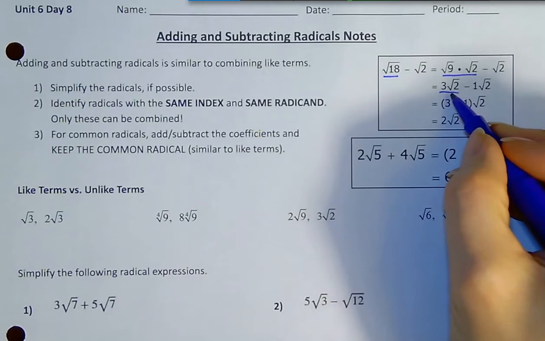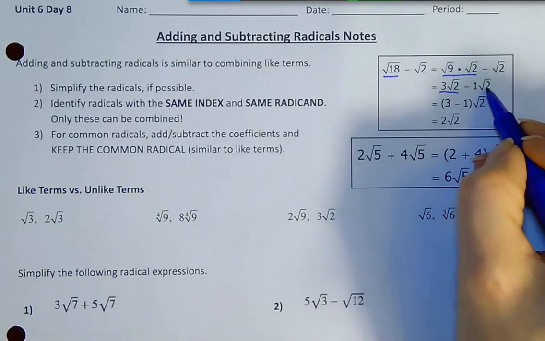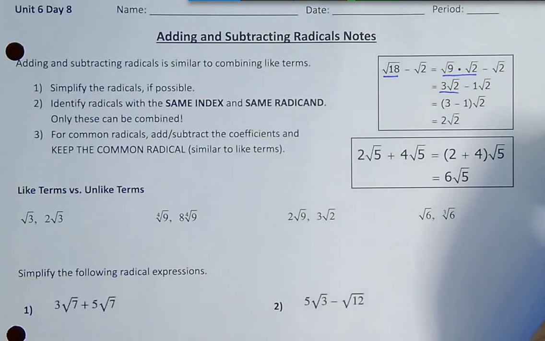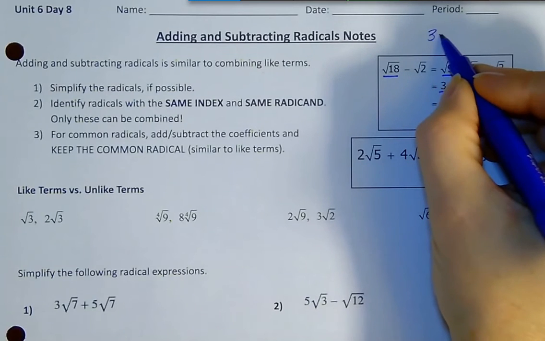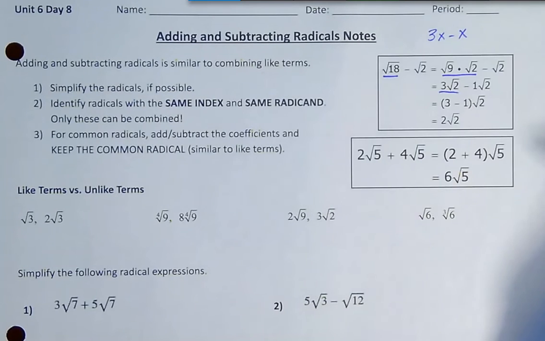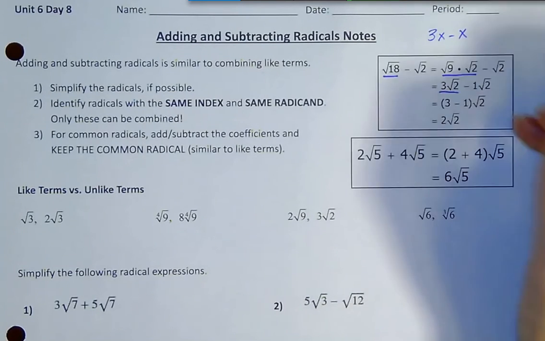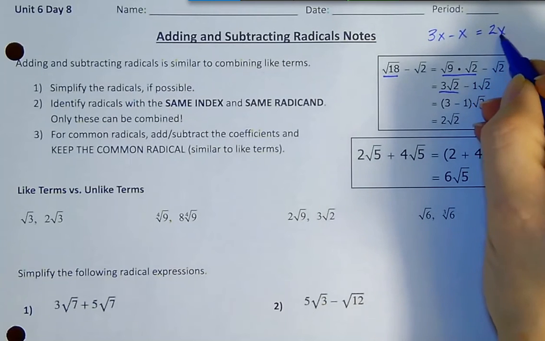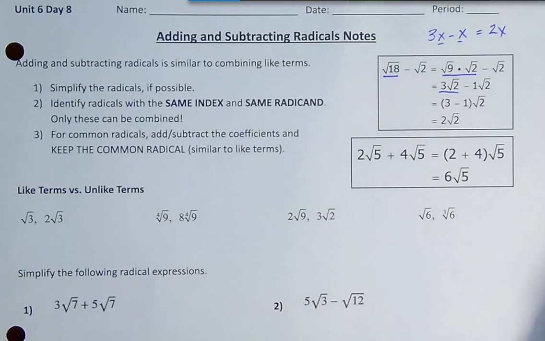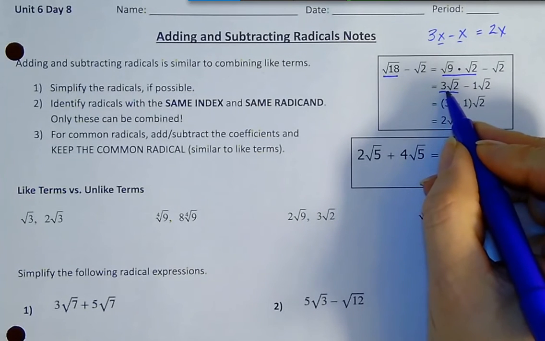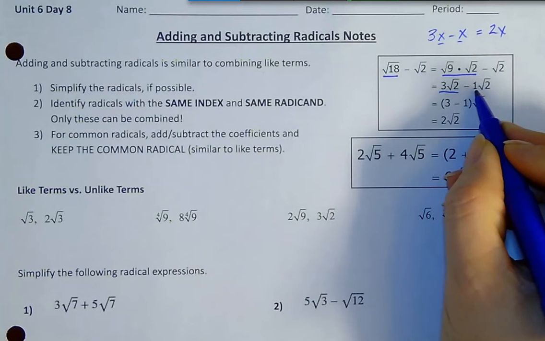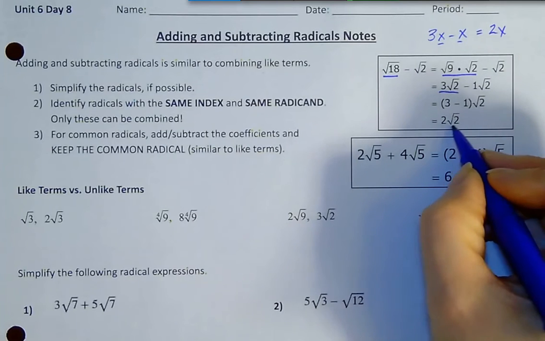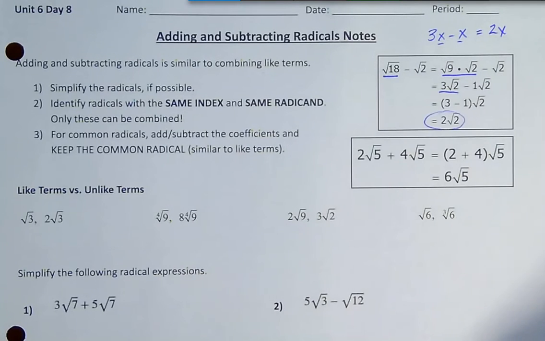All right, so I have 3 times the square root of 2 minus the square root of 2. So I have 3 of them, and I'm going to subtract 2 of them. So you know that if you had 3x minus x, 3x minus 1x equals 2x, right? So here's where we're treating our radical like a variable, okay? So I have 3 of these square roots of 2, and I'm going to take 1 square root of 2 away, and that leaves me with just 2 roots of 2.